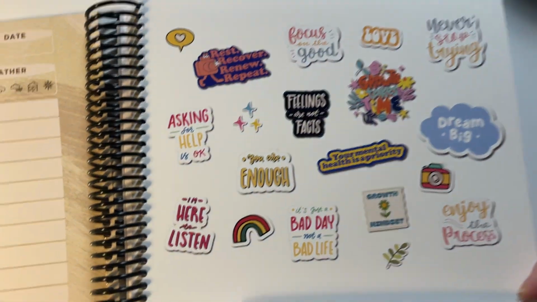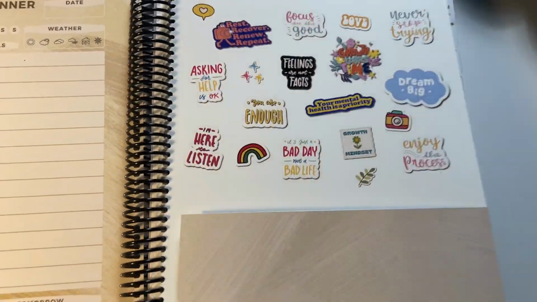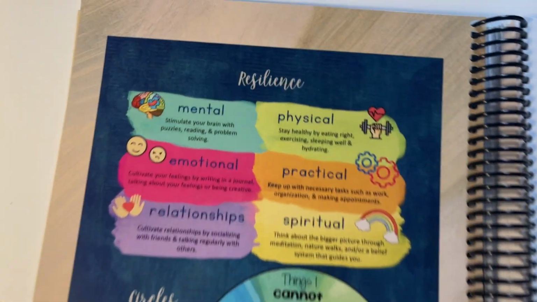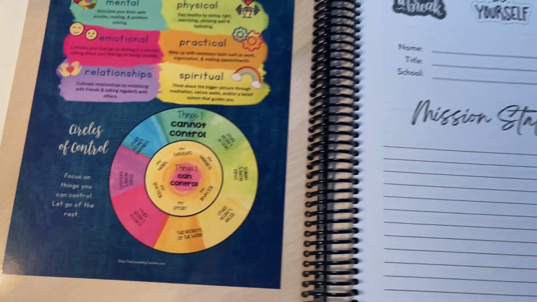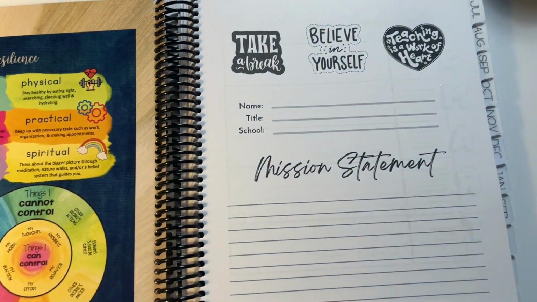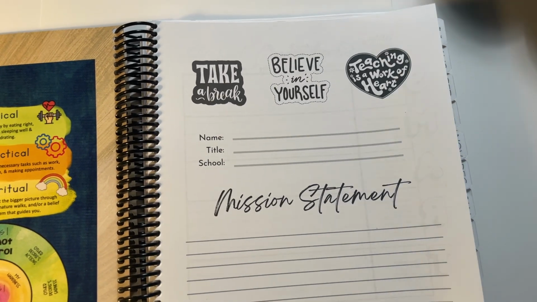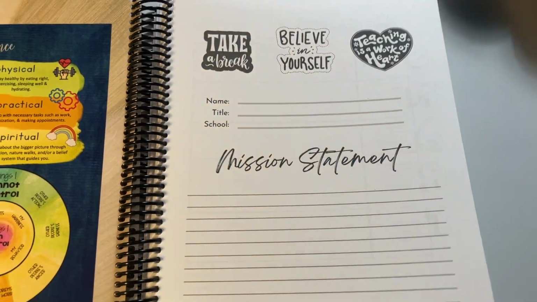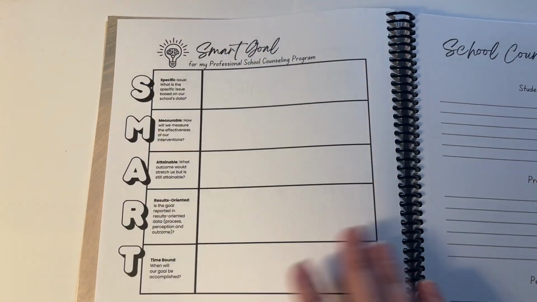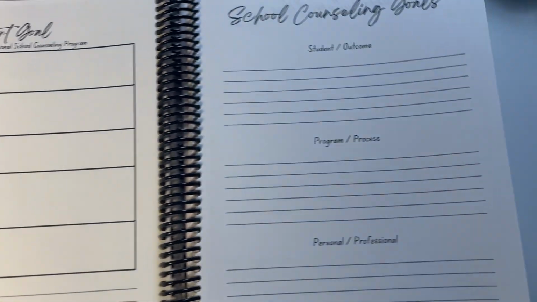So here's the pocket this year. All of the planners have this same exact pocket with the resilience and the circles of control on the back. The only difference this year is the covers and dashboards on the front and back. So it starts out with your mission statement and your name and school. Then you can go into your counseling goals.